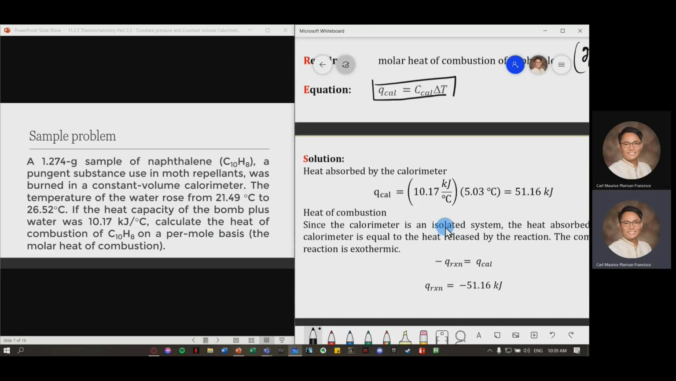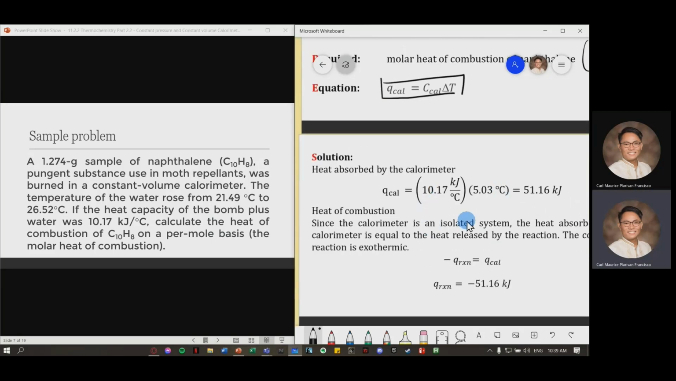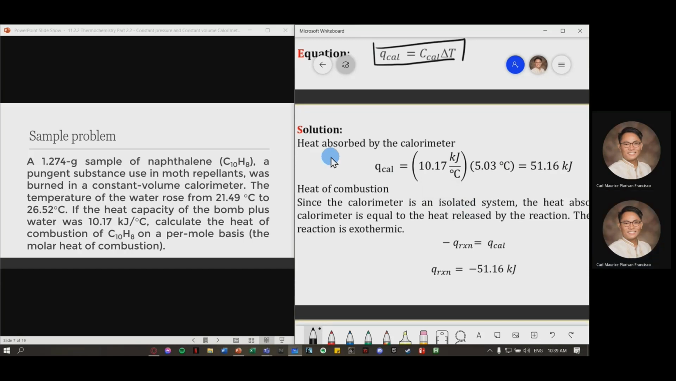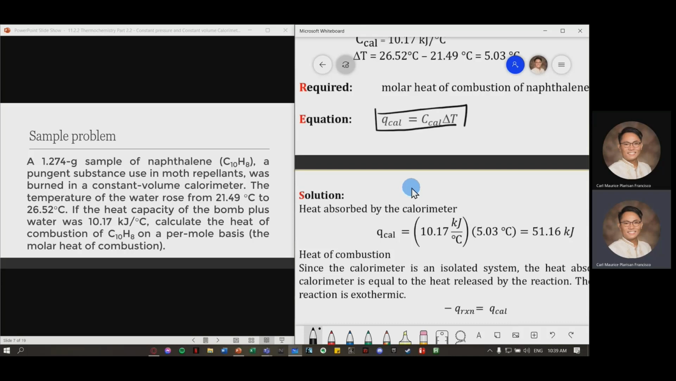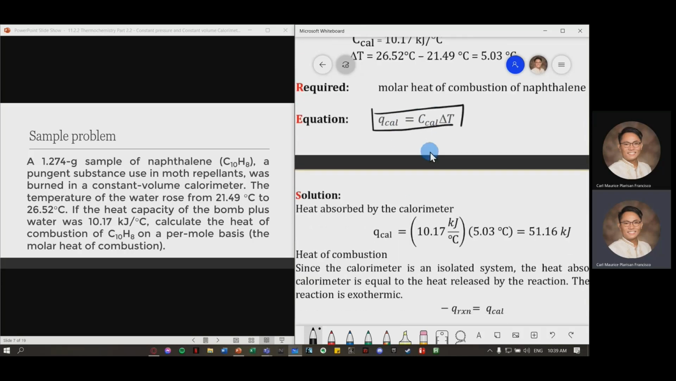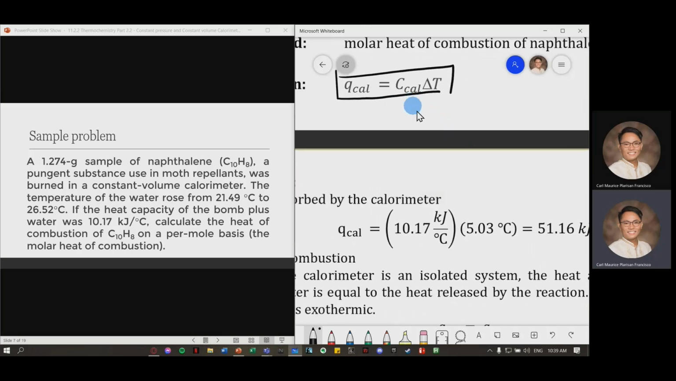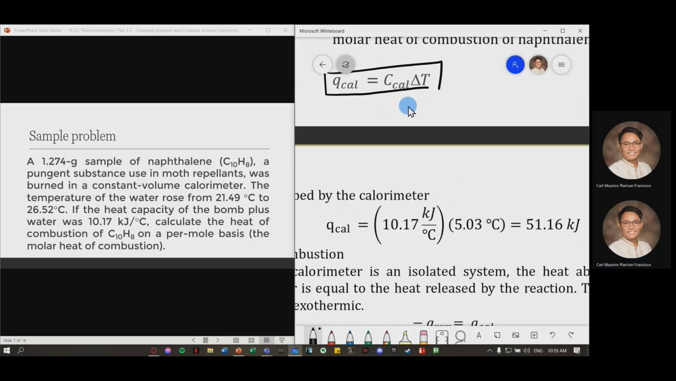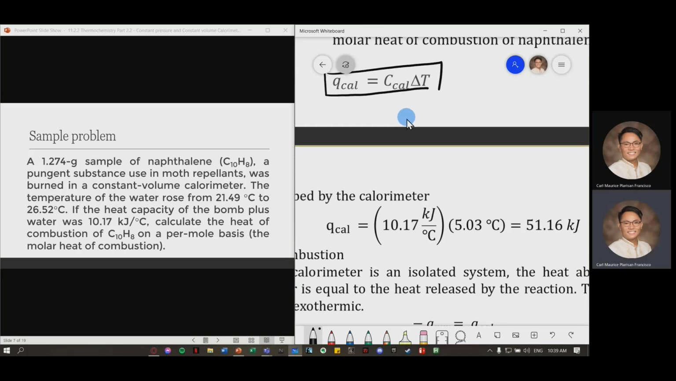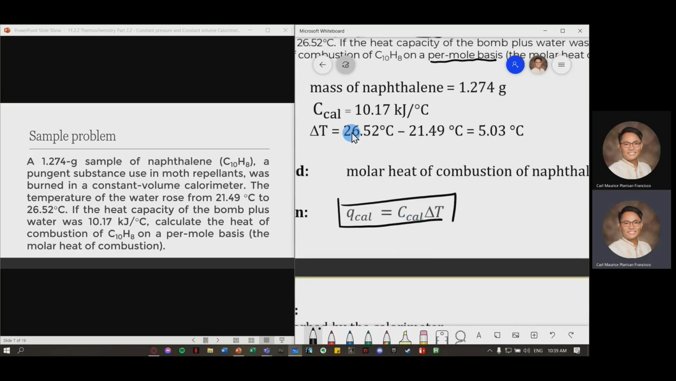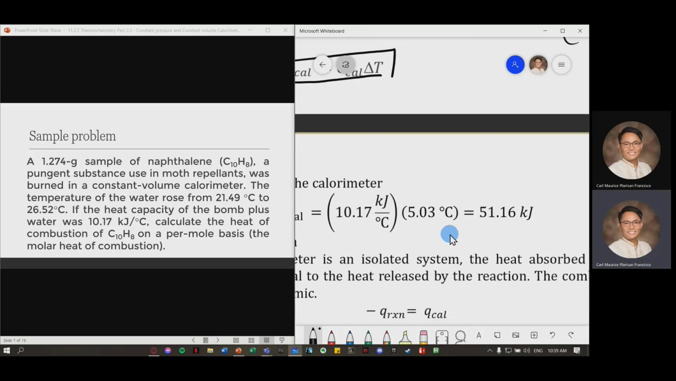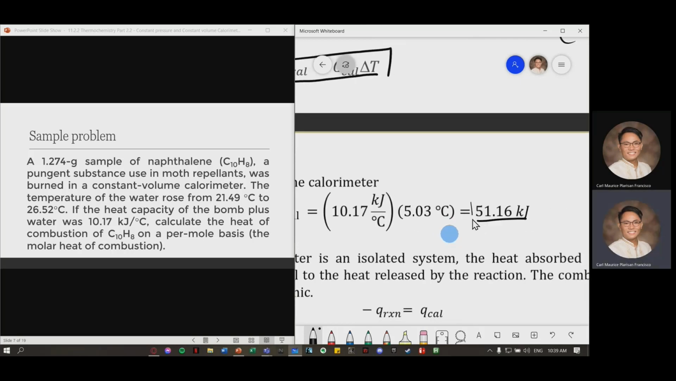Step number 1. Look at the solution here on the whiteboard: the heat absorbed by the calorimeter. The first step is we use this particular equation, Q_cal is equal to the heat capacity of the calorimeter times the change in temperature. It's simple, because the heat capacity, 10.17, and the change in temperature are already provided, so we multiply. We have 51.16 kilojoules.